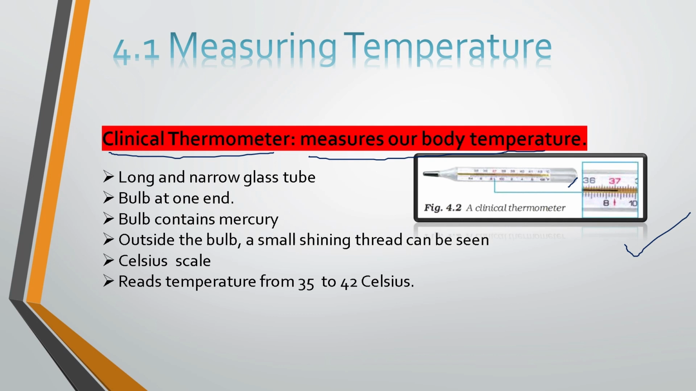This is the Celsius scale and it reads temperatures of about 35 to 40 degrees Celsius. We write it as, or we read it as, Celsius.